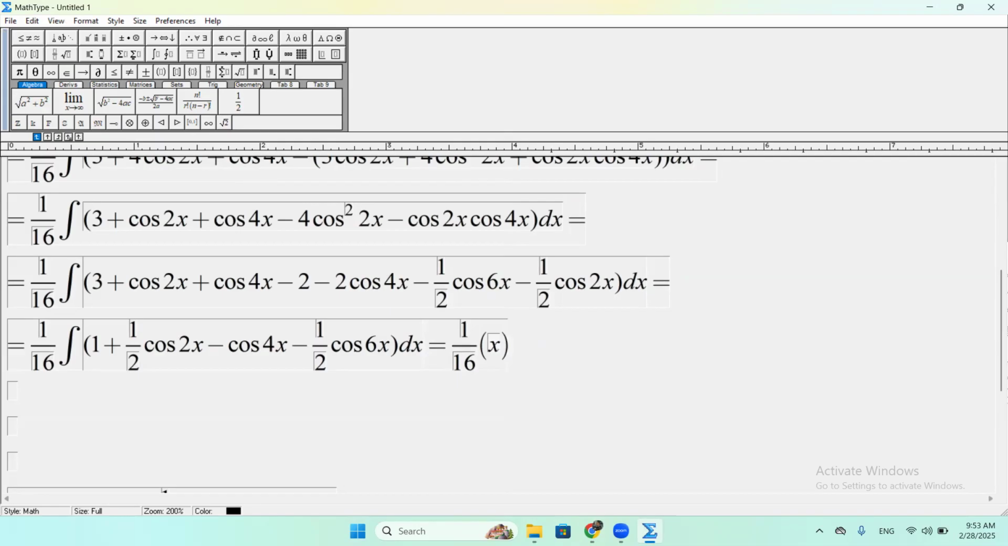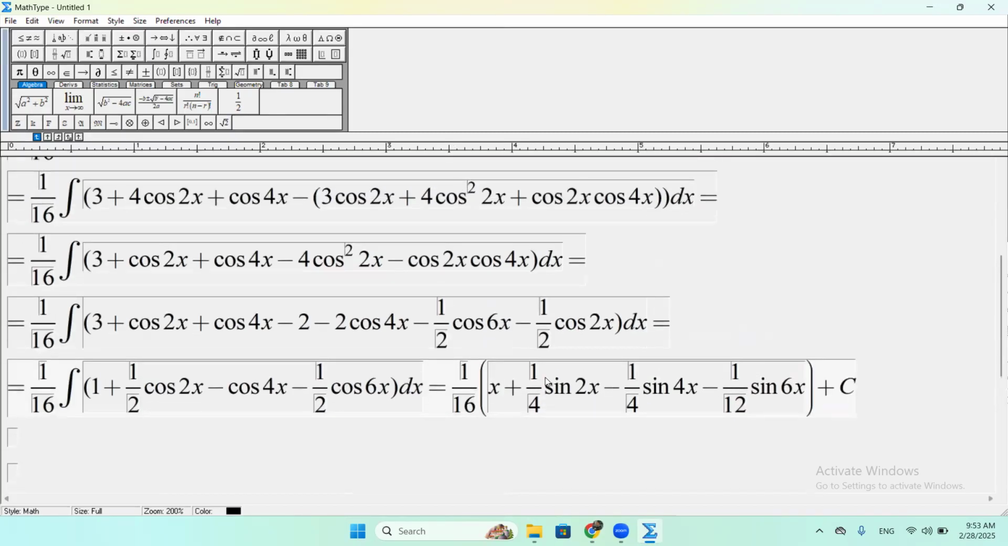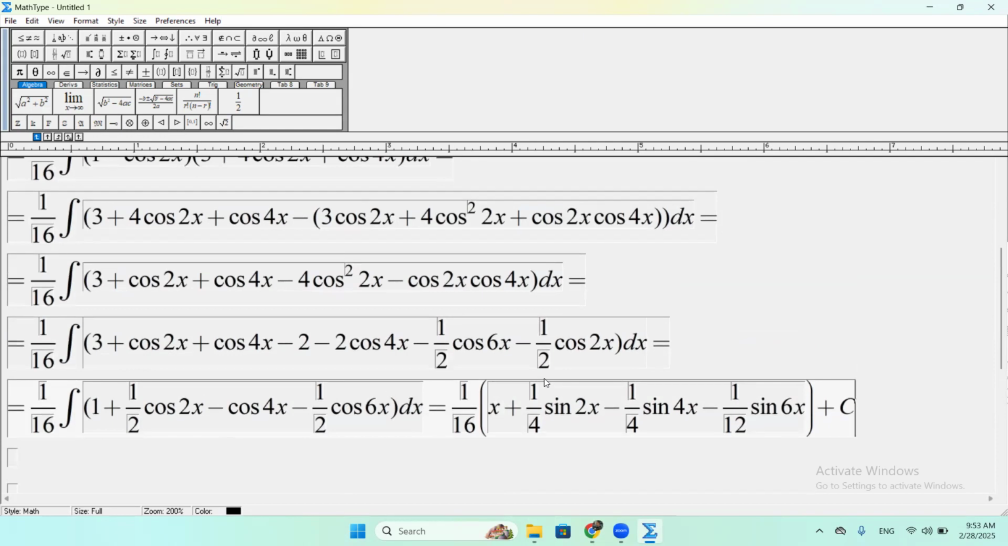So x plus 1 over 4 cosine of 2x, oh stop, no, not cosine, but sine, minus 1 over 4 sine of 4x, and minus 1 over 12 sine of 6x plus C. So finally it's done. Any questions about this exercise?